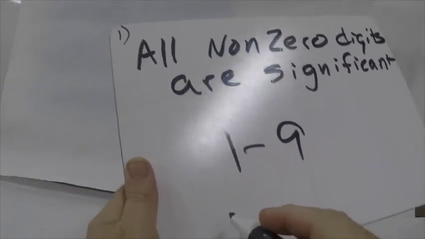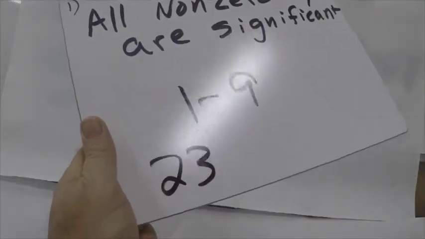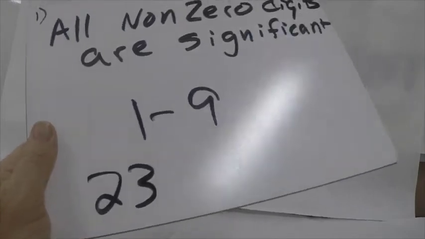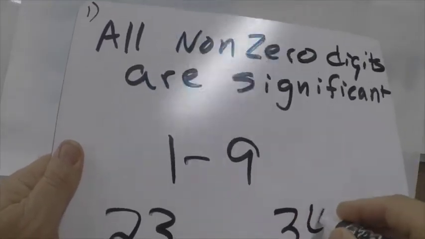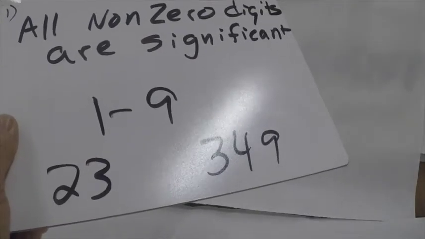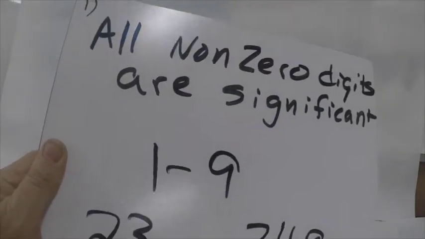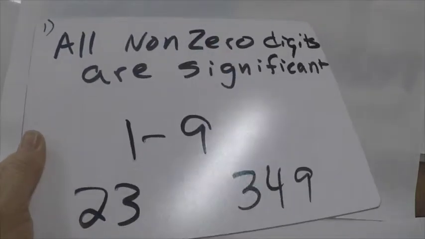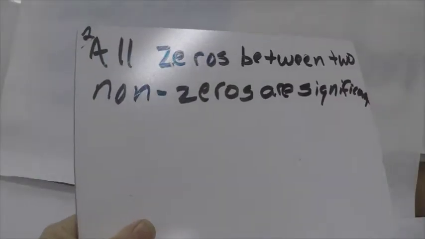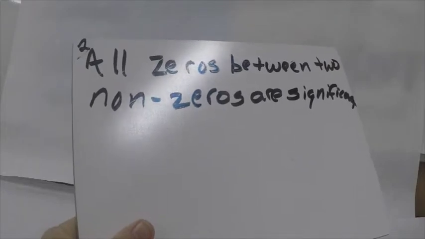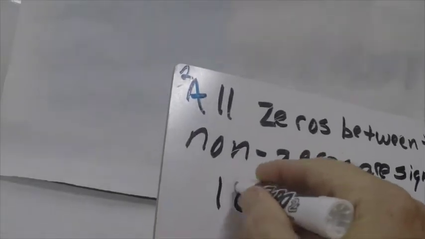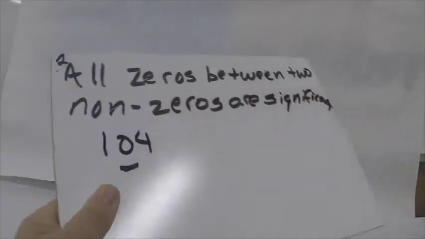If I asked you how many significant digits are in the number 23, you could easily tell me there are 2, because there are 2 non-zero digits. Or if I said how many are in the number 349, you would say there are 3, because there are 3 non-zero digits. That rule is easy. One rule for the numbers 1 through 9. Every other rule concerns 0. 0 is the troublemaker. Rule number 2, all zeros between 2 non-zeros are significant. What do I mean? I mean a number like 104. Here's a 0 in between.